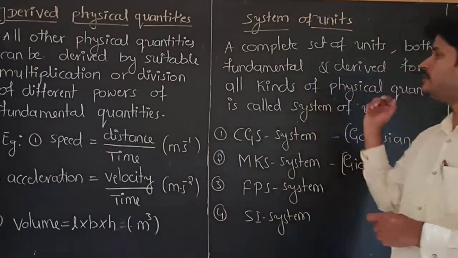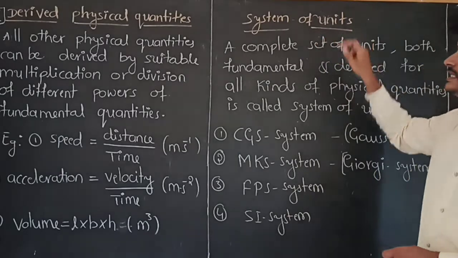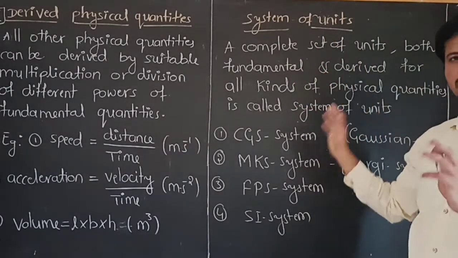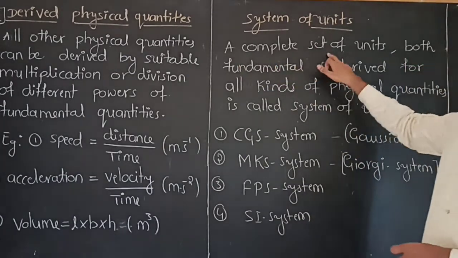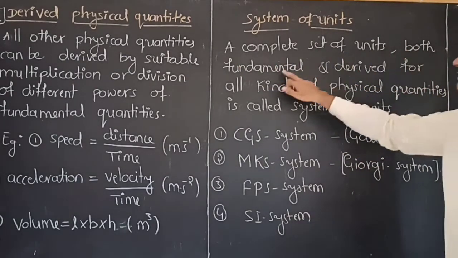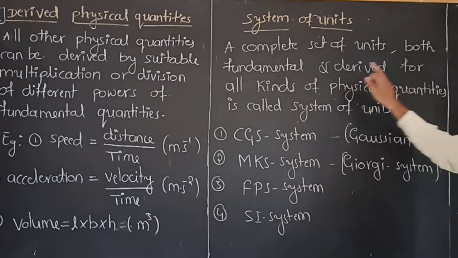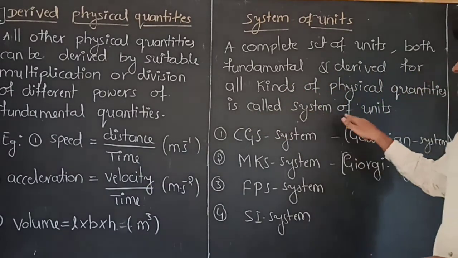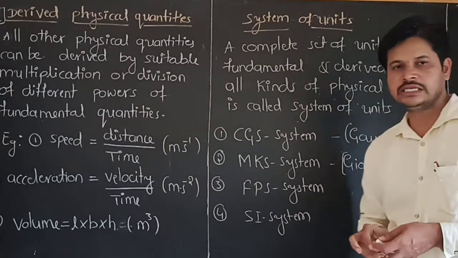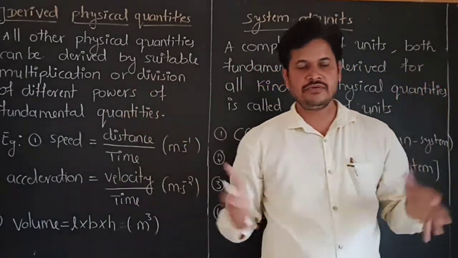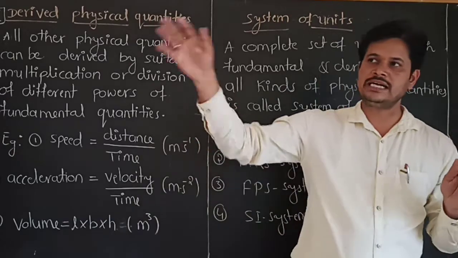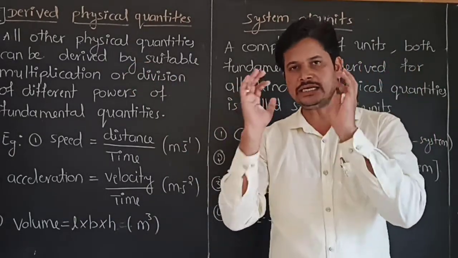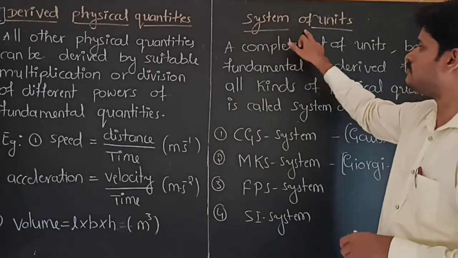Okay, look at the continuation part. A system of units. Look at the first definition. It's not actually a definition, but somehow listen here. A complete set of units, both fundamental and derived, for all kinds of physical quantities, is called a system of units. That means if we take a set which includes both fundamental and derived quantities, it is known as a system of units.